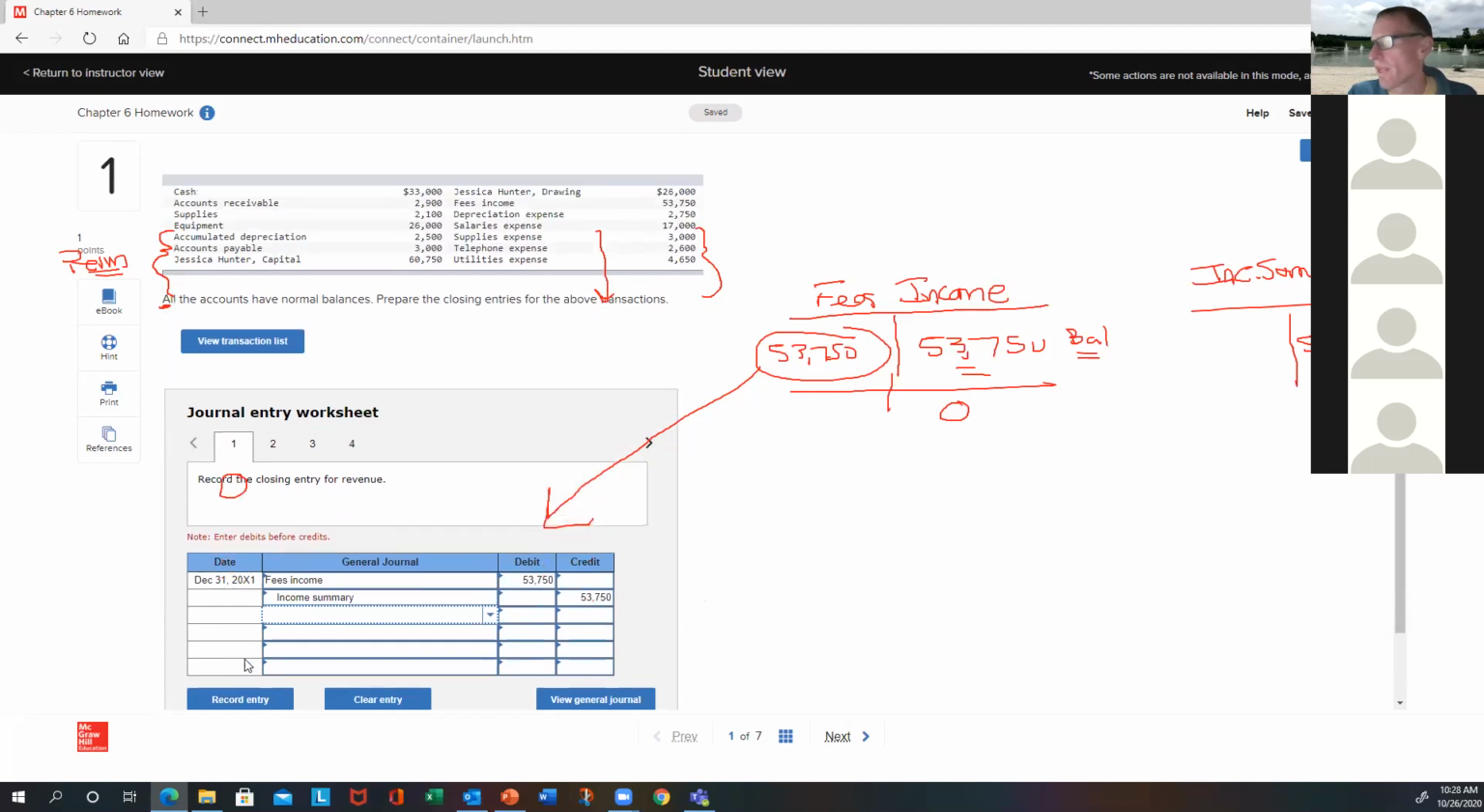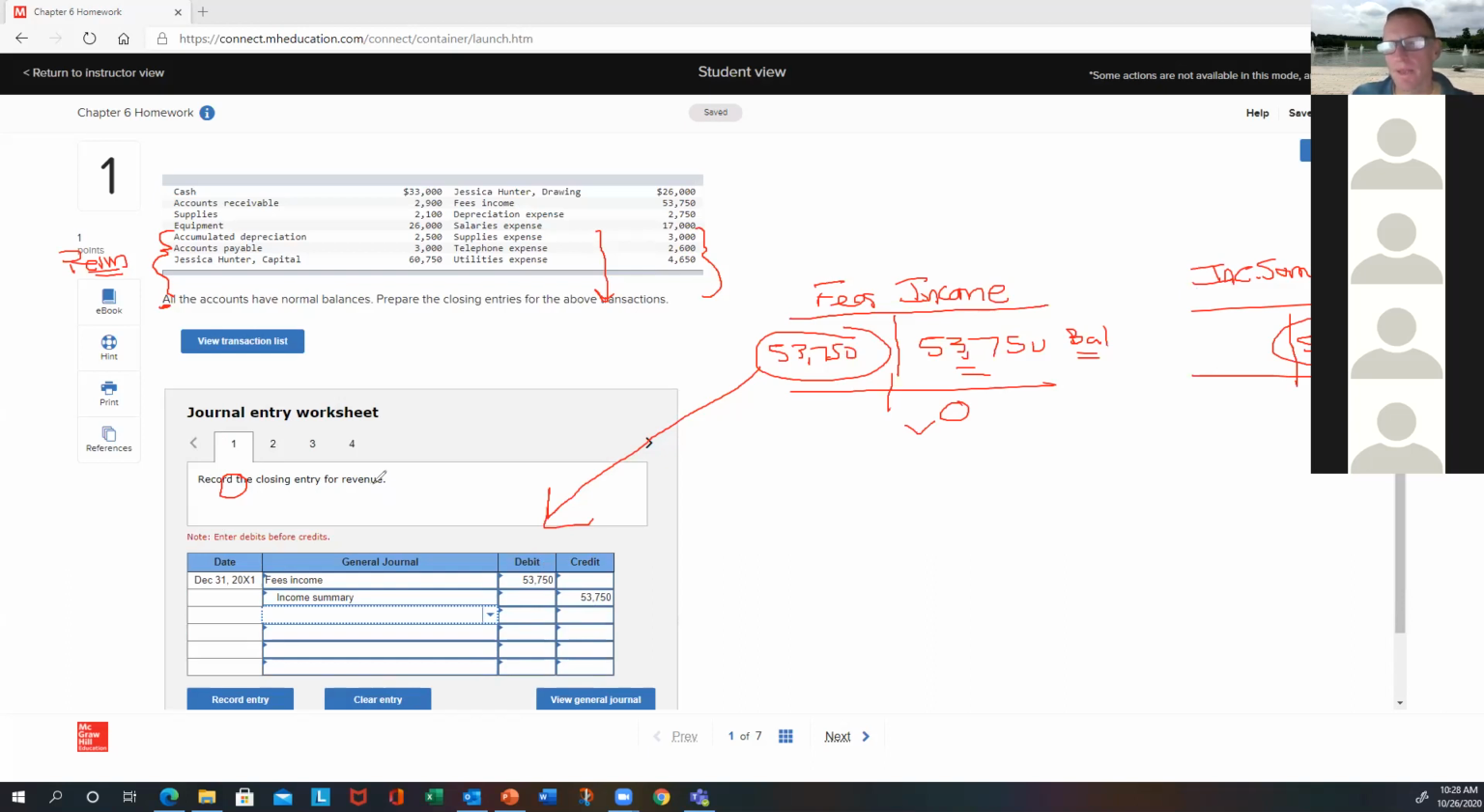But I hit record. That's all you do on the first entry. And eventually, when you would post it, they don't want you to post. This probably deals with the journal aspect, but once you post this to income summary, it would look just like what I'm showing you right here on this T account. Income summary would then have a credit balance of 53,750, and fees income would then have a 0 balance after you posted that.